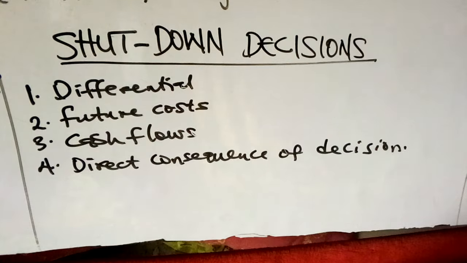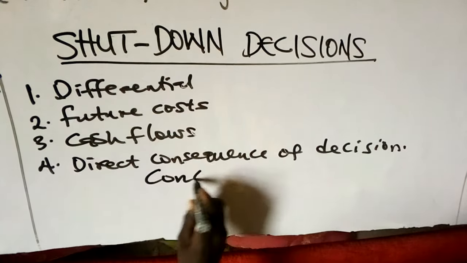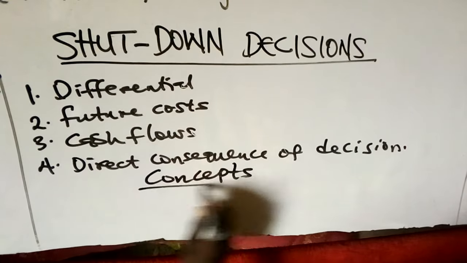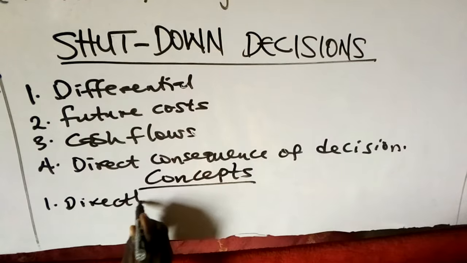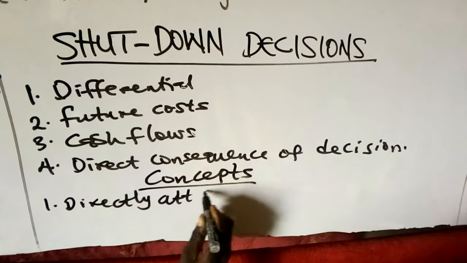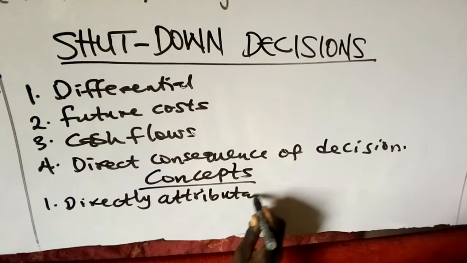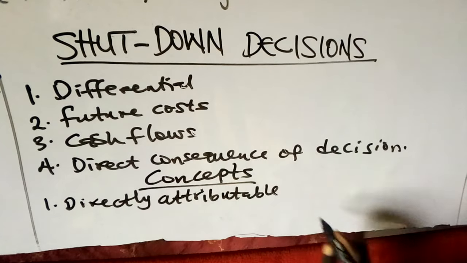I want to break down the concepts of relevant costs into different divisions. Number one is directly attributable fixed cost. The first concept we are going to look at is directly attributable fixed cost.